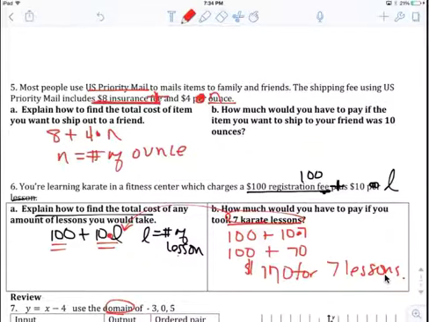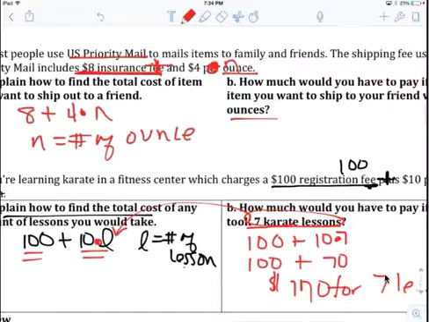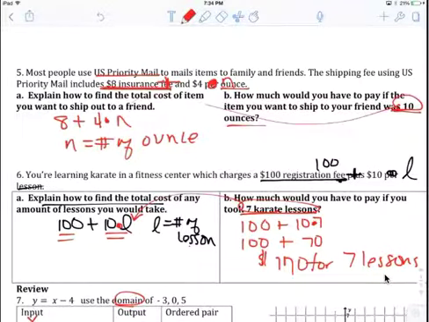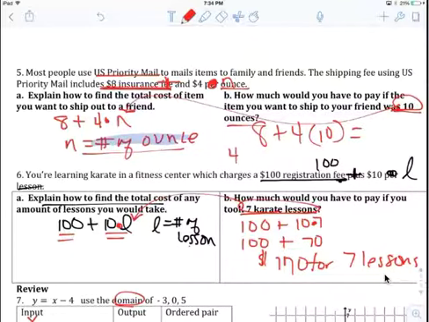How much would you have to pay if the item you want to ship to your friend is 10 ounces? So put 10 ounces into N because N represents the number of ounces. 8 plus 4 times 10 is $48. $48 for 10 ounces.